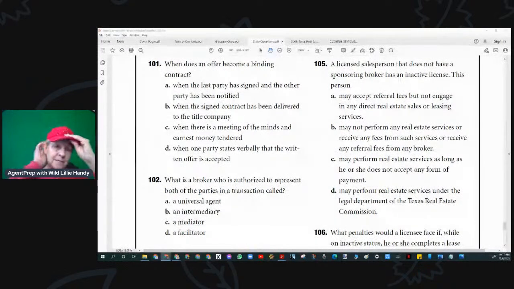This is the best time to participate. So go ahead, participate. If for some reason your answer is incorrect, it's okay. I will explain the correct answer and why the one that you picked was not accurate. So when does an offer become a binding contract? Don't be shy. Come on, participate.